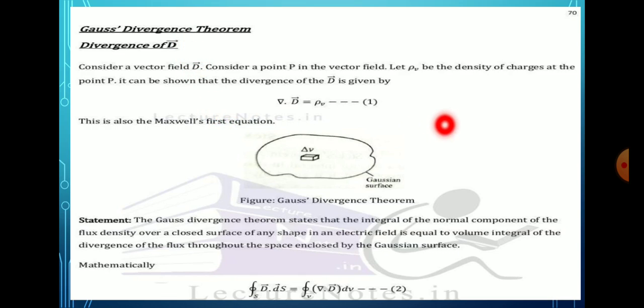In that, let us consider the charge q at the point P. Every charged particle produces an electric field around that point. Let us consider the charge q, and there are field lines present. Then rho of V is the charge density at the point P. It is given by del dot D bar is equal to rho of V. That is equation number 1.